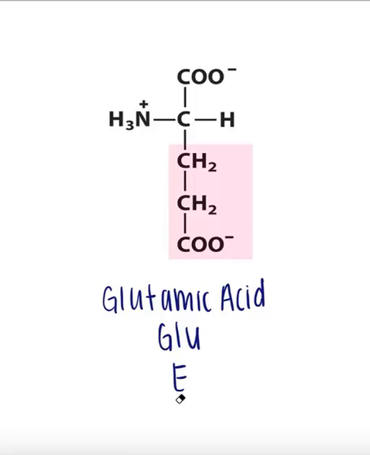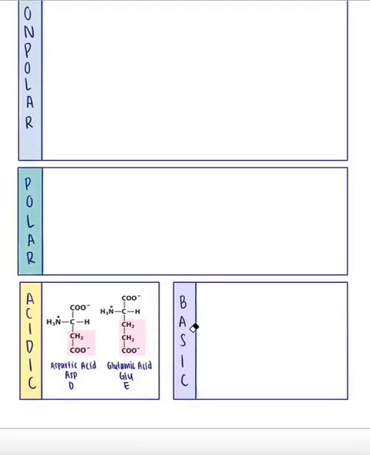Also, one thing about the acidic amino acids, here they both are, they can also be known as aspartate and glutamate. So just keep that in mind. It can either be aspartic acid or aspartate, glutamic acid or glutamate.